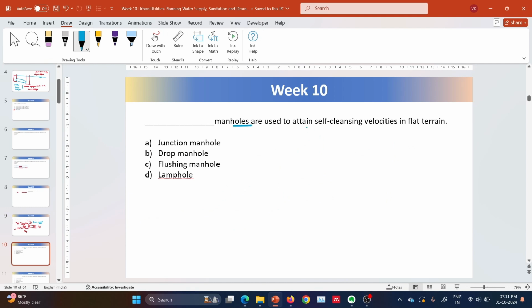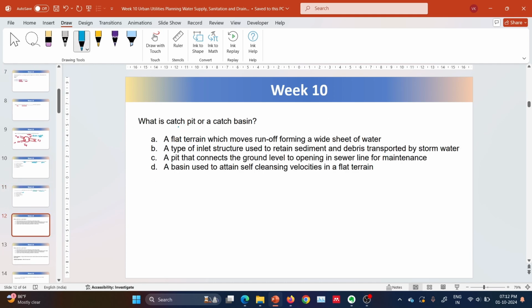Flushing manholes are used to attain self-cleaning velocity in flat terrain. These are flushing manholes.